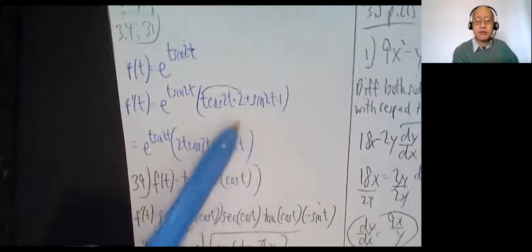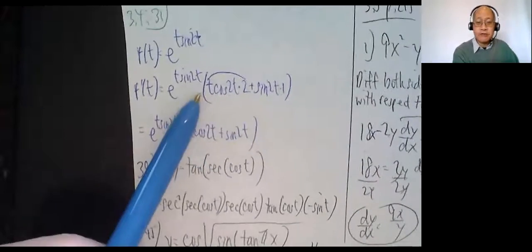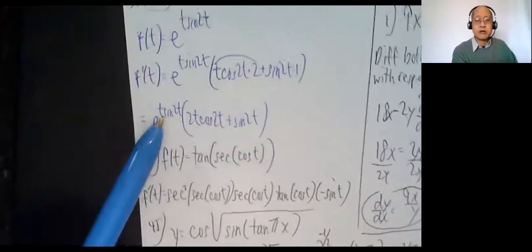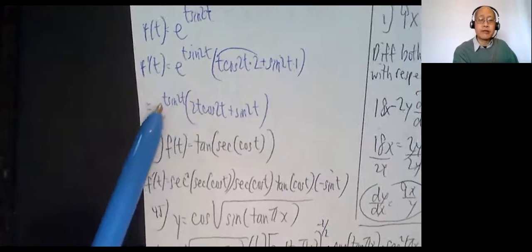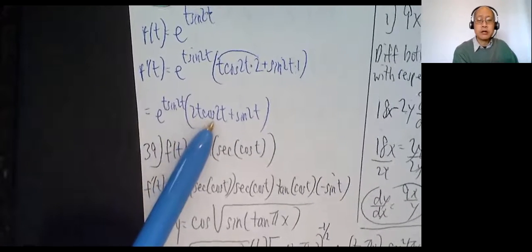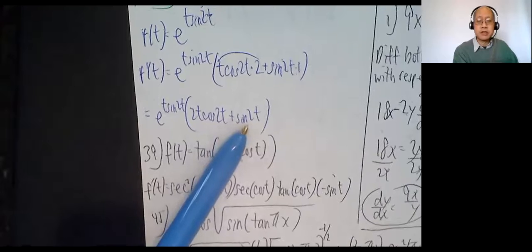The only thing I would do for the final answer is put the 2 in front with the t, and there's my final answer: e to the t sine of 2t times the derivative of the exponent, which is now 2t cosine 2t plus sine of 2t.